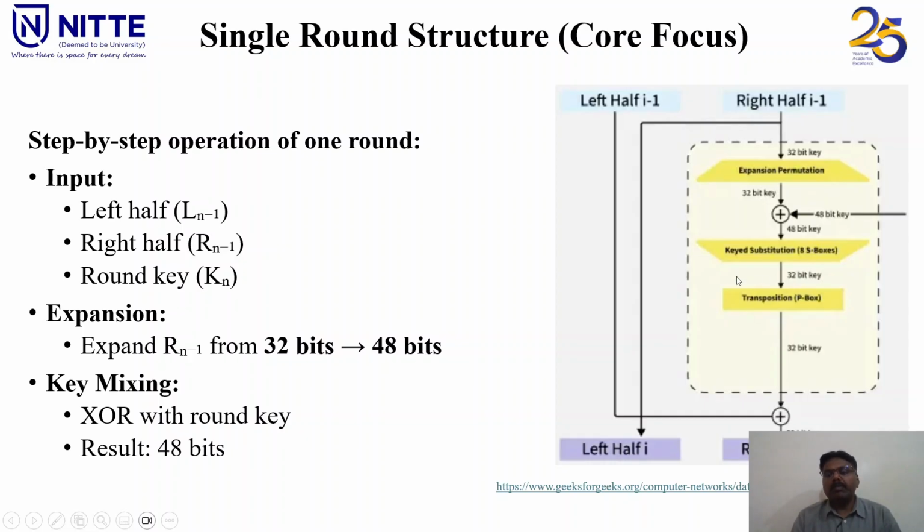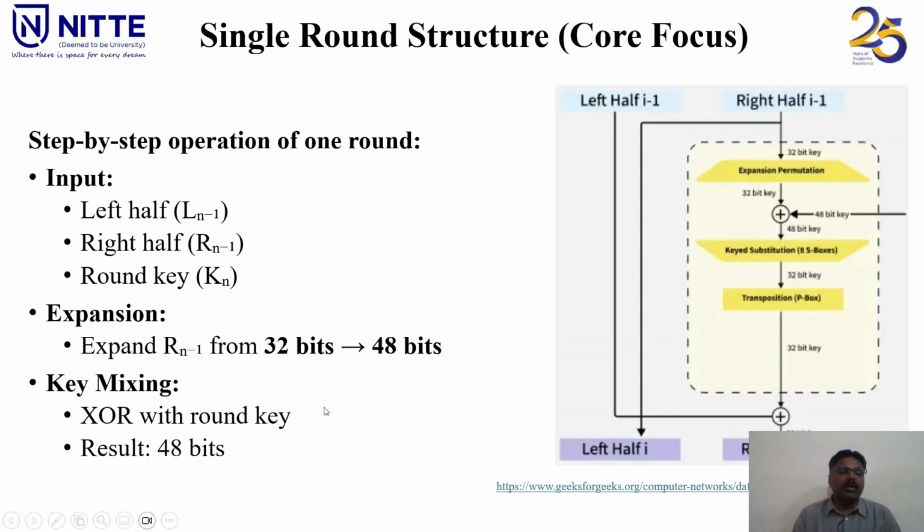Then we perform the permutation, that is, transposition. Afterwards, the 32 bits we have are XORed with the left half. Finally, I get the new right half, and the old right half comes into the left half. These 64 bits work as the input to round 2.